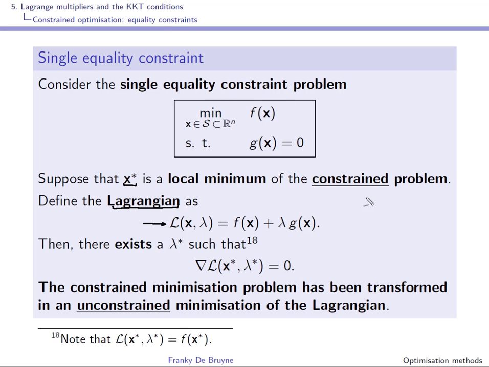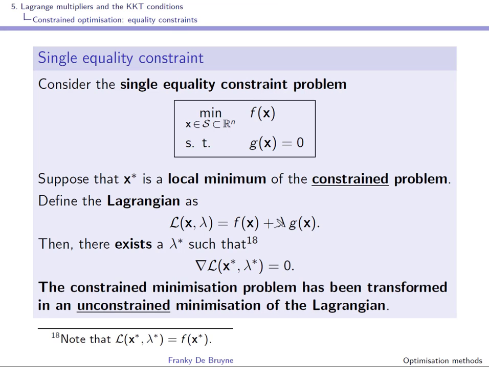This statement says that if this constraint problem has a local minimizer x star, then there exists a lambda star such that the gradient of the Lagrangian is 0. So there exists an x star and a lambda star such that this Lagrangian function has a local minimum. We have transformed the constraint minimization problem into an unconstrained minimization of this Lagrangian function.